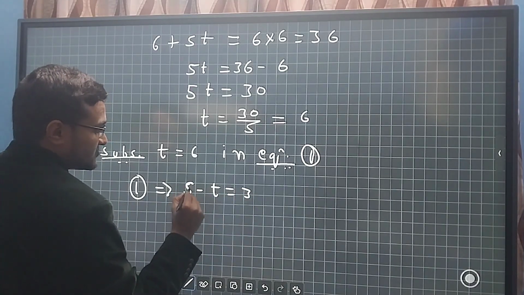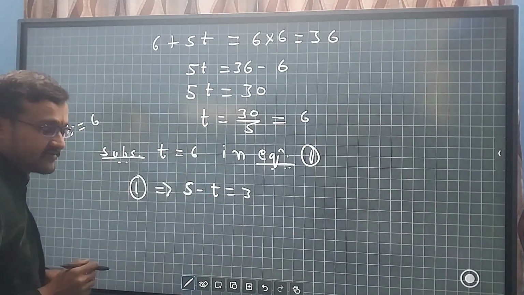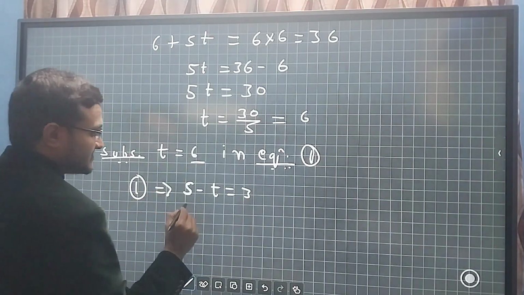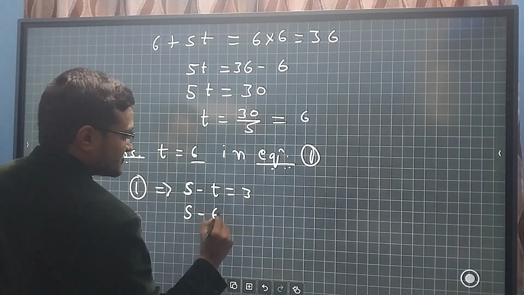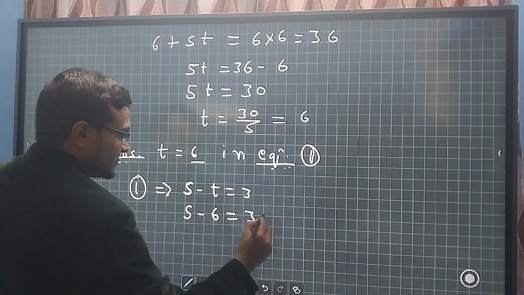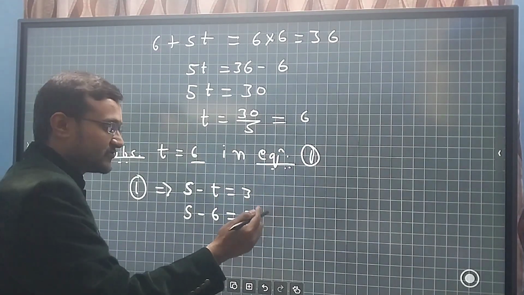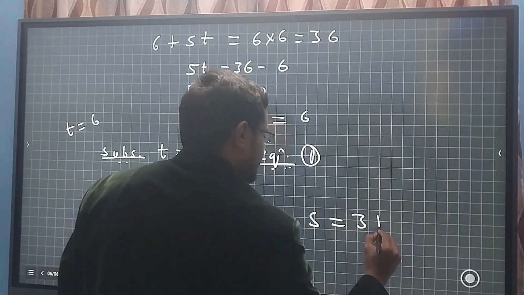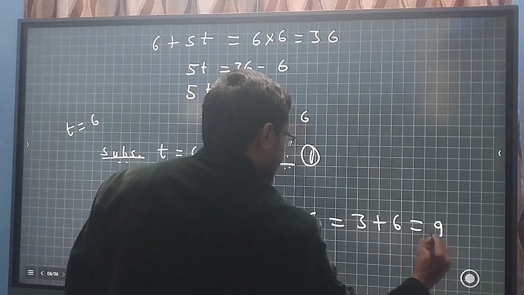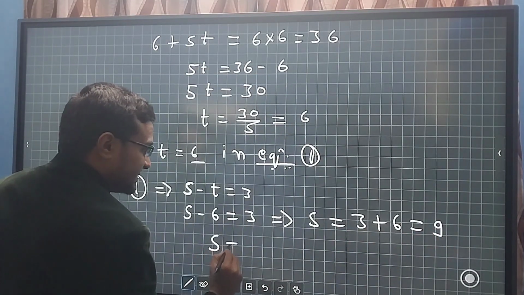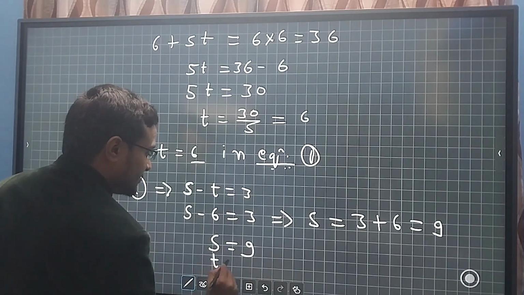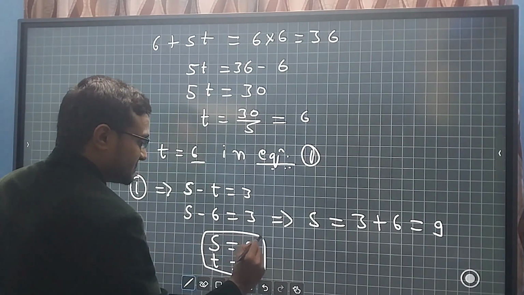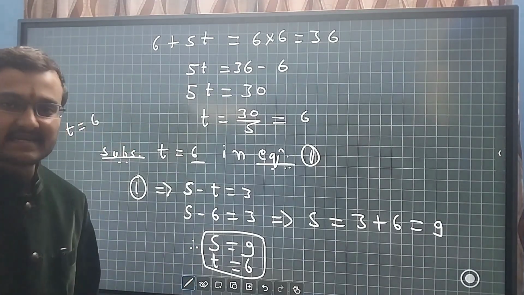So don't get confused, this is s. So s minus t is equal to 3. What is the value for t? T is 6. So s minus 6 is equal to 3. This minus 6 if you bring to RHS it becomes plus 6. So s is equal to 3 plus 6, that is nothing but 9. So here you are getting s as 9 and you got t as 6. So s is equal to 9, t is equal to 6 is the solution for this second question.